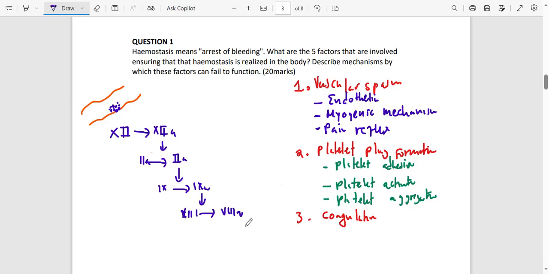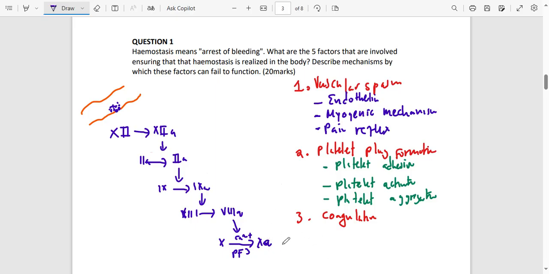And this guy, 8A, what it does is now it is going to convert factor 10 into factor 10A. It doesn't do it alone. It is going to do it together with calcium and some other factors. There is what is known as platelet factor 3. So there is calcium here, which is factor 4, and the platelet factor 3. So these are going to convert factor 10 into factor 10A.